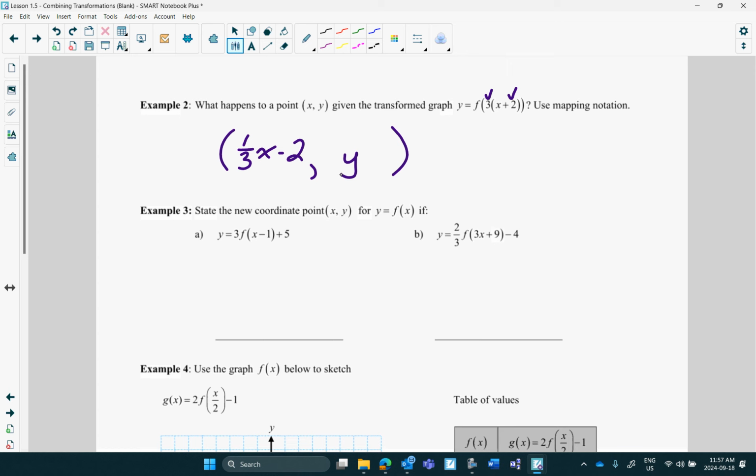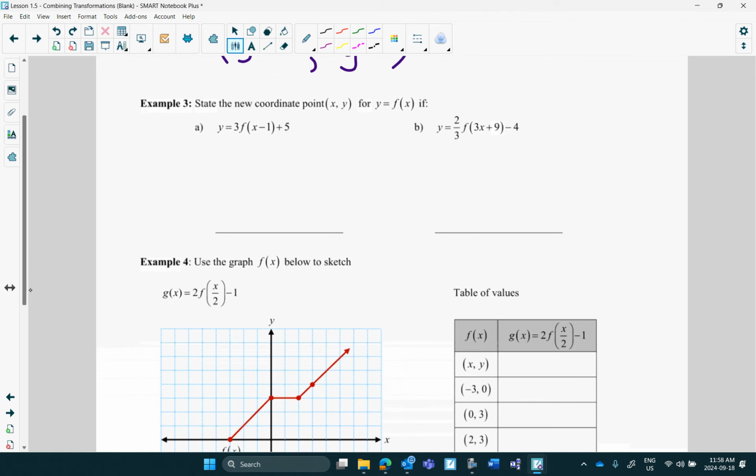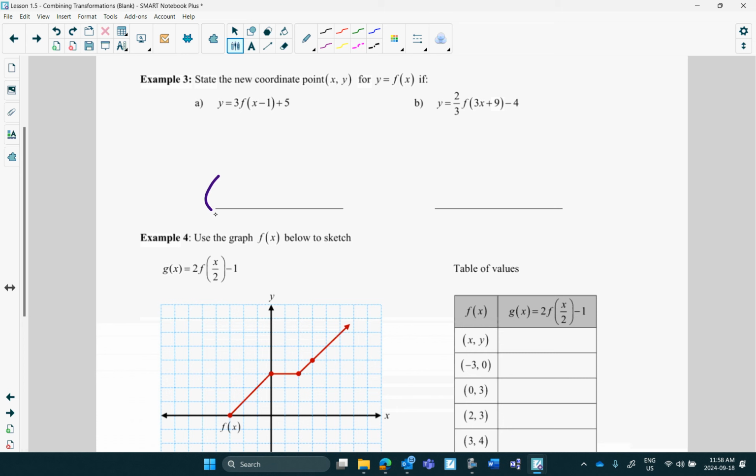Example 3. Similar question, more transformations going on though. Any number directly in front of the x that I have to worry about factoring? No. So I do not have to worry about factoring. You should always have that in the back of your head. Okay, so let's see what's happening.